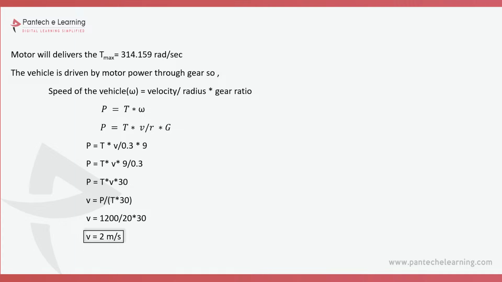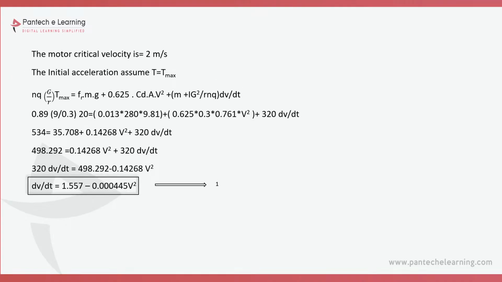For the 2 meter per second, the vehicle will be moved from 0 to some speed. Okay, so the concept is the vehicle moved from 0 to some speed, which is 2 meter per second. So the motor delivers the critical velocity of 2 meter per second. Now we find the initial acceleration, assuming T equal to T max. So here is the formula. We can consider the angular acceleration formula: nq into G by R into T max.